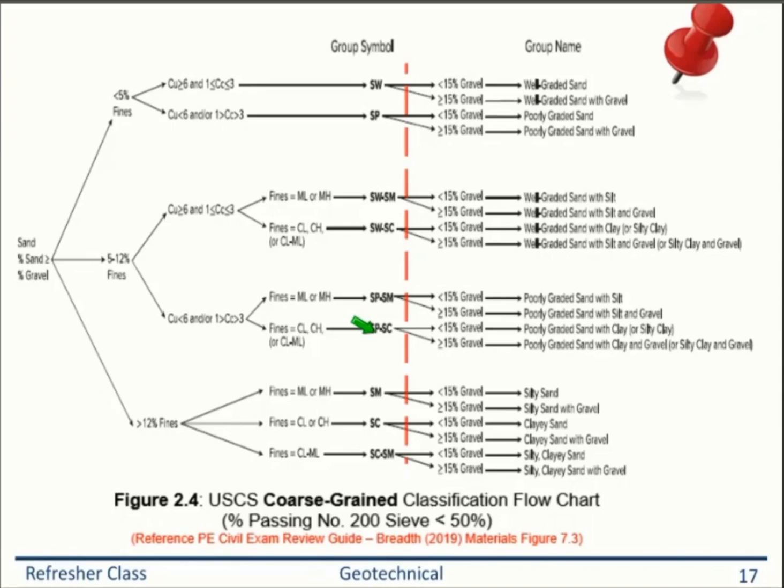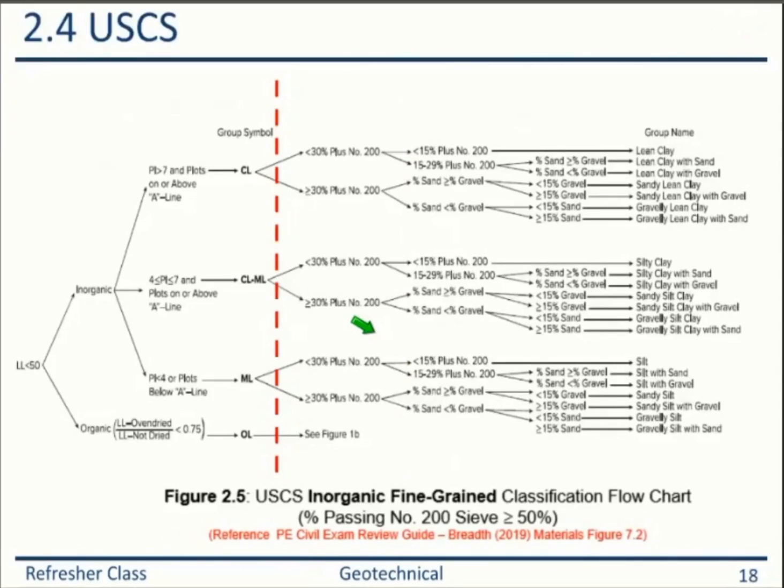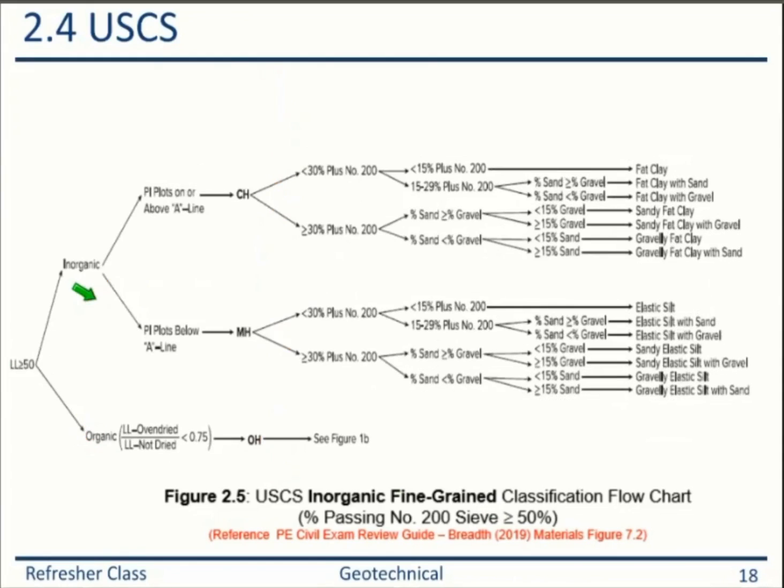And in case of the fine grain soil, if percentage passing the number 200 sieve is greater than or equal to 50%, then your soil is the fine grain soil, and based upon the liquid limit less than 50, you will follow this on liquid limit, and you will also only classify the inorganic soil, you will not classify the organic soil. And if your liquid limit is greater than 50%, again you will only classify for the inorganic soil, and the organic soil you will not classify.